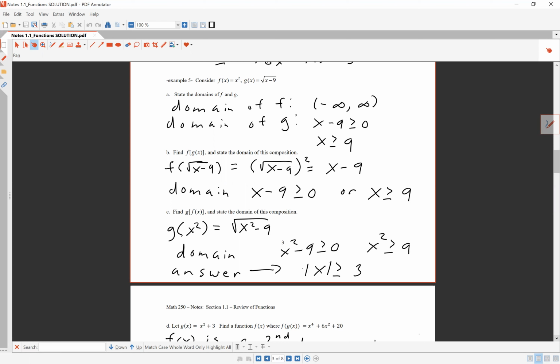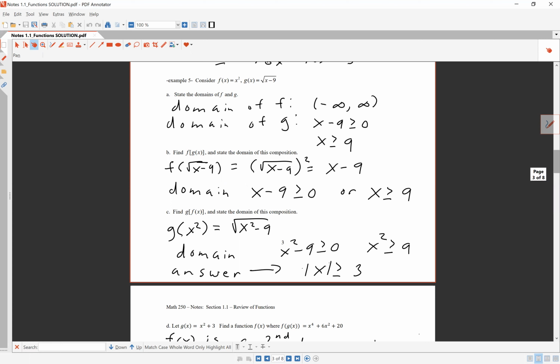Like if x is negative 4, squared is greater than or equal to 9. Or if x is 5, squared is greater than or equal to 9. But let's say x is 2. Then 2 can't be in the domain, because you'd be evaluating the square root of 4 minus 9, which is the square root of negative 5. So make sure that for g of f of x, the domain is absolute value of x greater than or equal to 3.